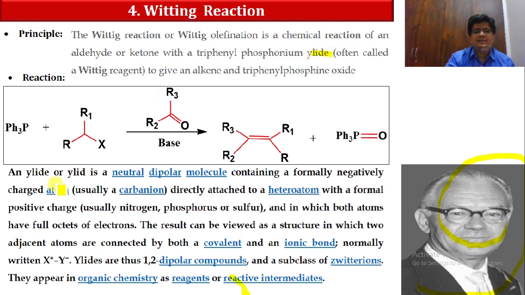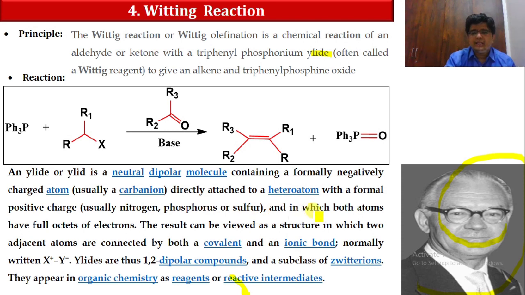Okay, so ylide is a neutral dipolar molecule. Dipolar means positive and negative charge. Okay, H2O, H plus and OH minus, that is a dipolar compound. So now it contains a formally negative charged atom, usually a carbanion, directly attached to the heteroatom. Heteroatom means oxygen, nitrogen, sulfur, or what we can say the halogen, which is having a lone pair of electrons, that is known as heteroatom. Now with a formal positive charge, usually nitrogen, phosphorus and sulfur.